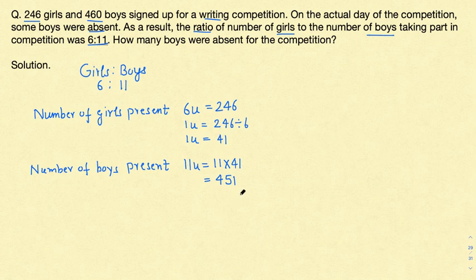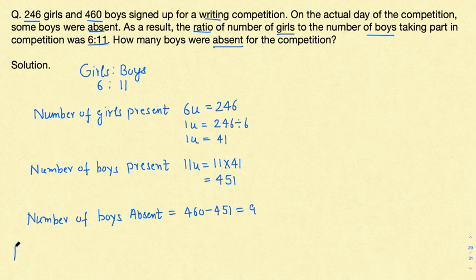So from this we can easily calculate how many boys were absent. Obviously just subtract the number of boys present during the competition from the total number of boys who signed up for the competition. So the number of boys absent is simply 460 minus 451. That will give us 9.